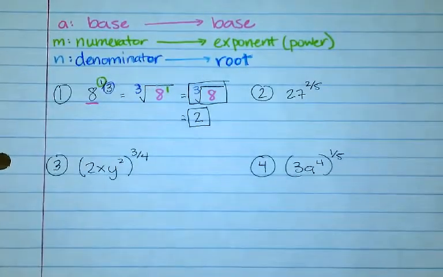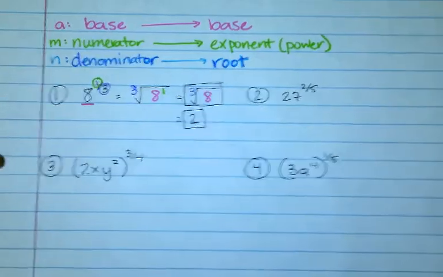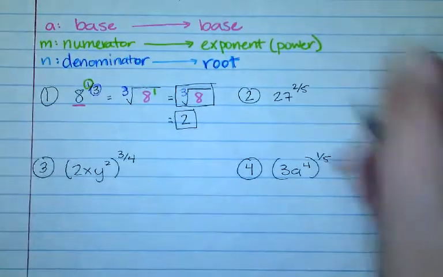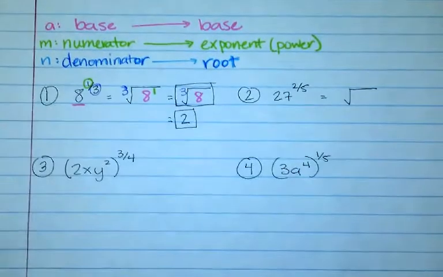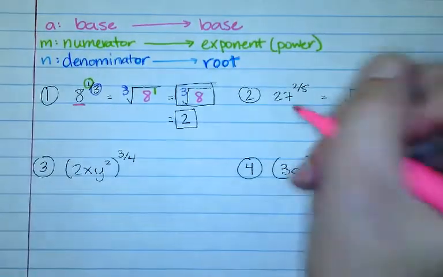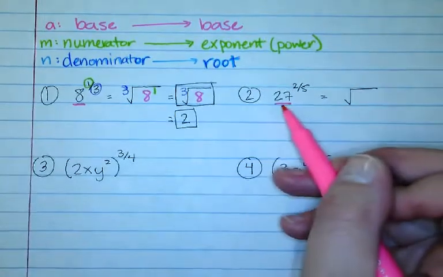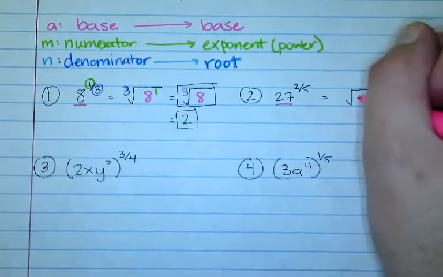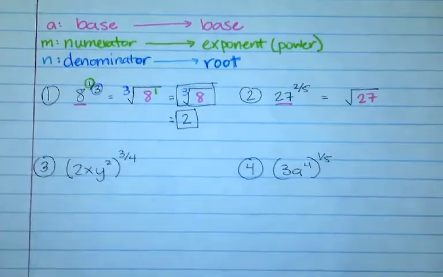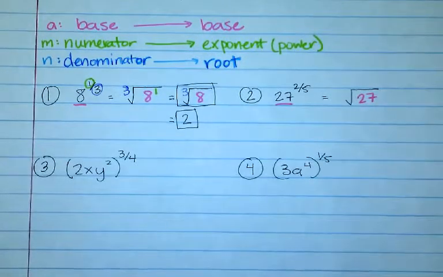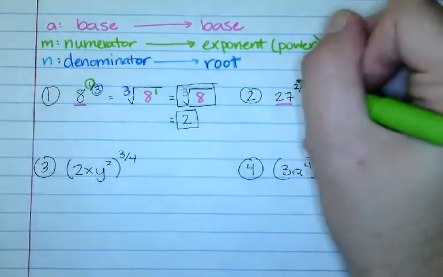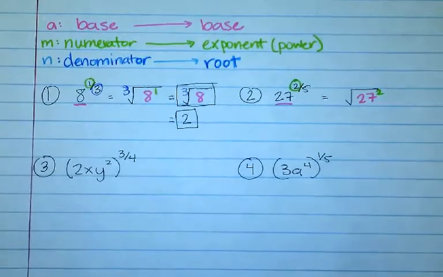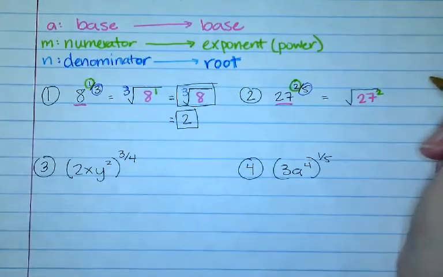Okay? So now we got 27 is equal to the 2/5. So what is my base going to be, Emiliano? Ooh, for number 2? 27. Excellent. And then what is my exponent going to be, Miss Eva? What's my exponent going to be? 2, yes. All right, so we're just going to rewrite it. And then what is my root going to be? It's the denominator. So that's just 5. So it's the 5th root of 27 squared.